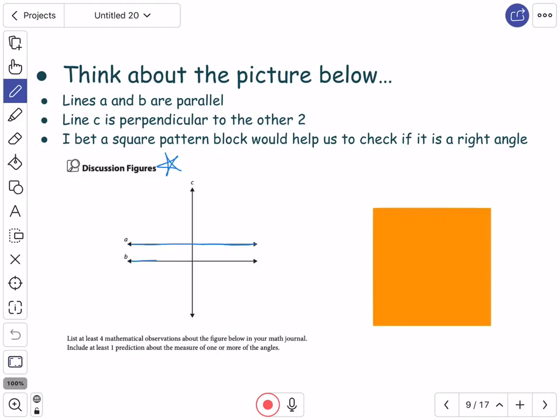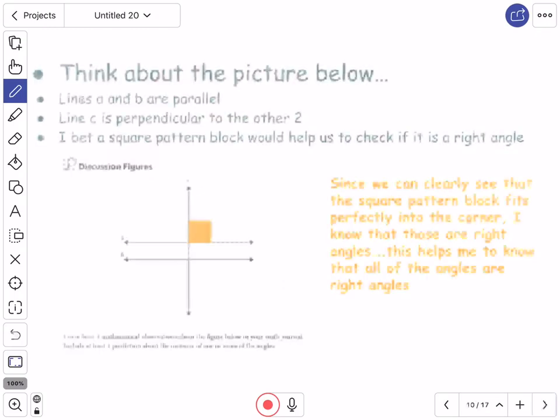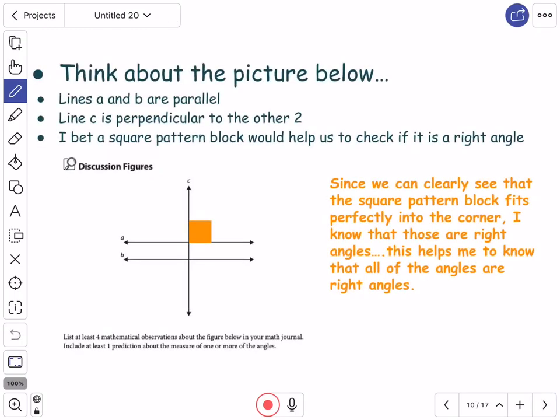Okay, all right, so there's that page. We'll come to the next page in just a little bit here. All right, so I want you to think about the picture below. This picture right here that we see. Lines A and B, if you'll notice, they seem to be parallel to each other, and I know that because they are not going to intersect. When you look at line C, however, it is actually perpendicular to lines A and B, right?